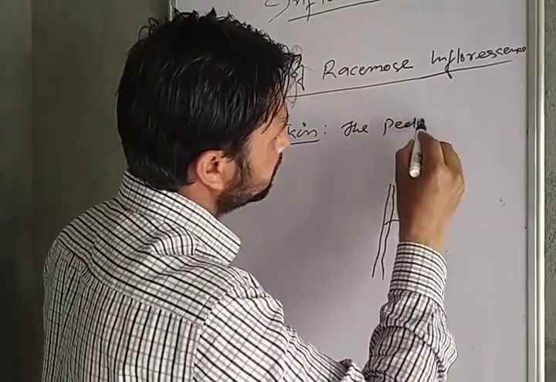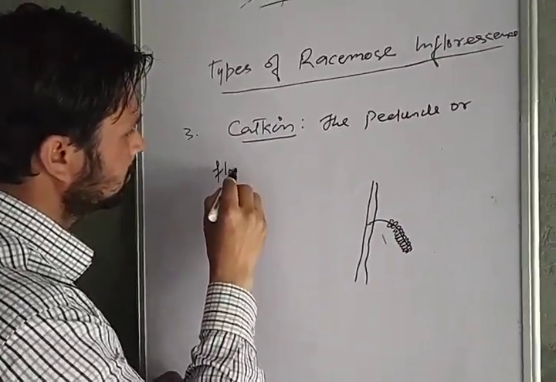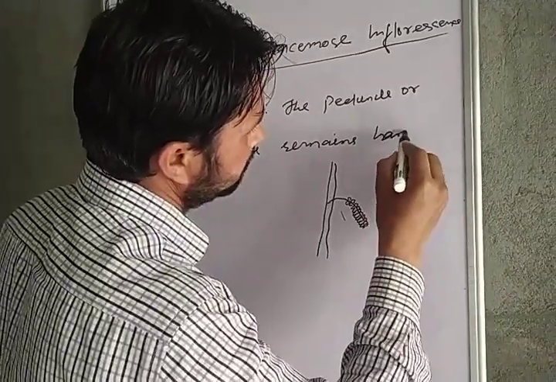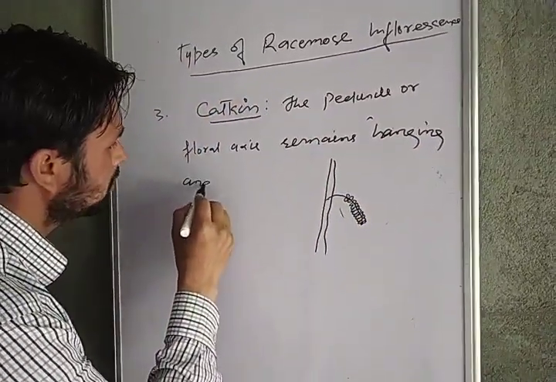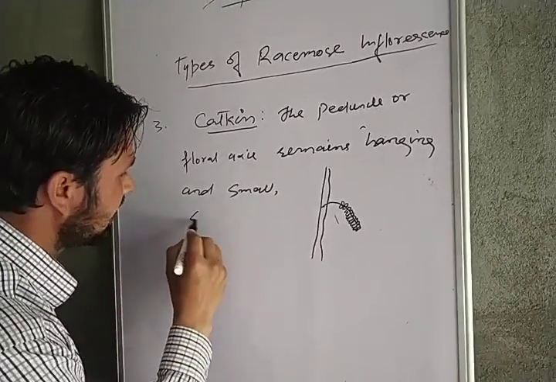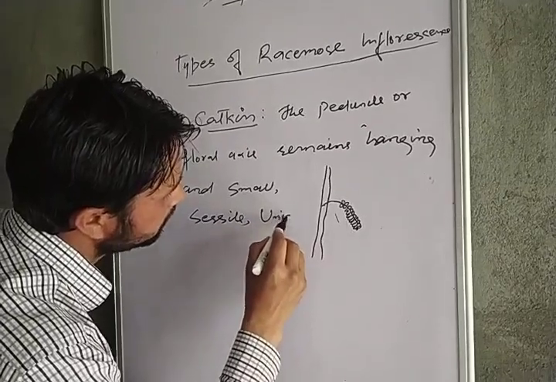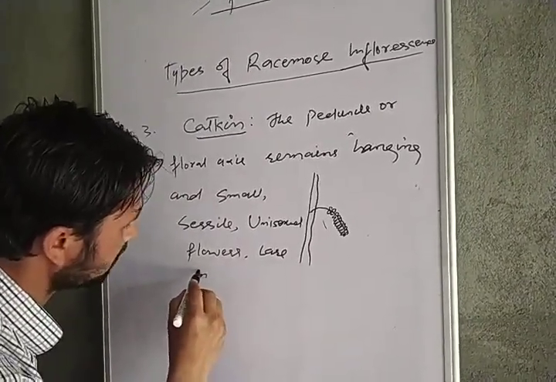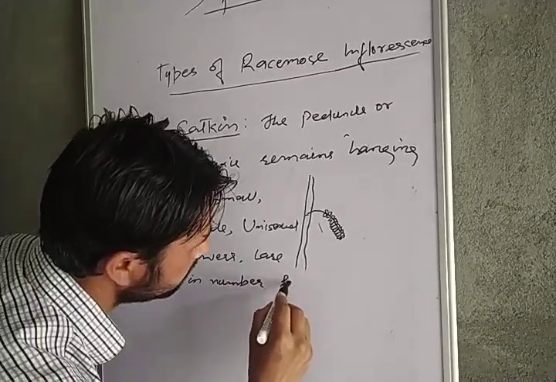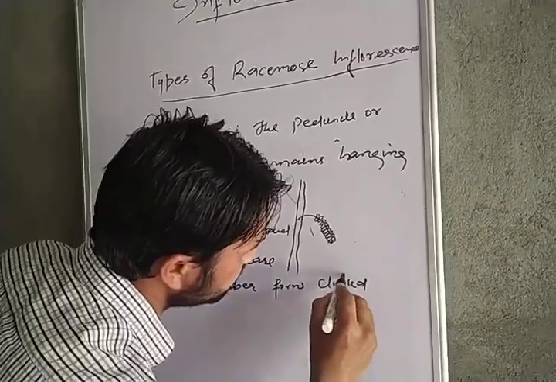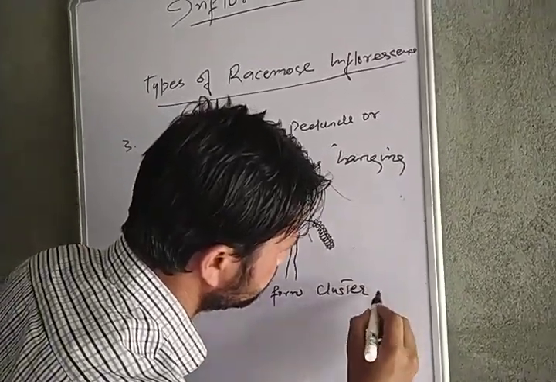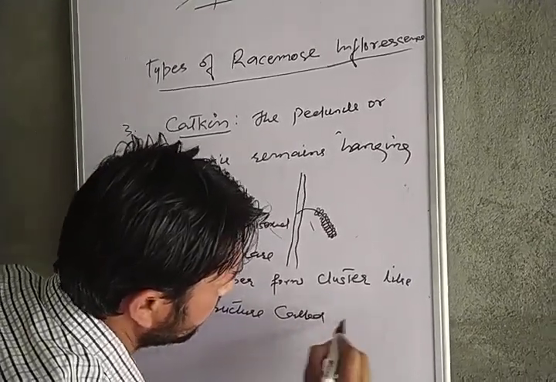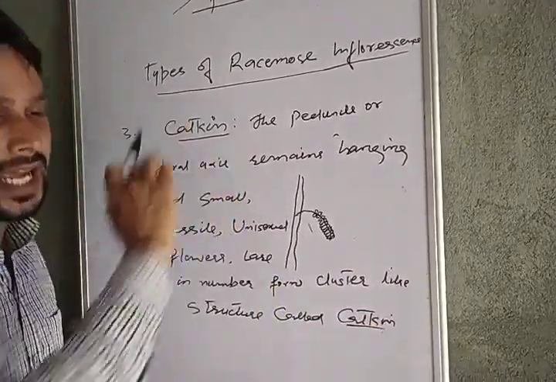the peduncle or floral axis remains hanging, and small sessile unisexual flowers, large in number, form a cluster-like structure called catkin. As the name indicates, catkin type of inflorescence.